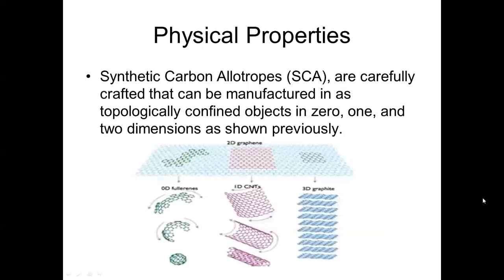So what we can say is, and a term that's used quite a bit is the synthetic carbon allotropes, and we refer to them as SCA. They're carefully crafted and manufactured as one topology, confined objects in 0, 1, and 2 dimensions as previously shown.